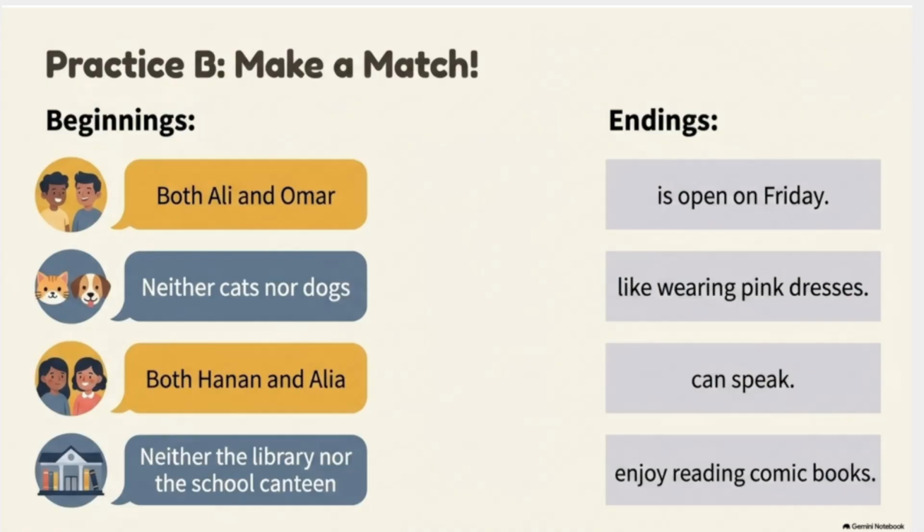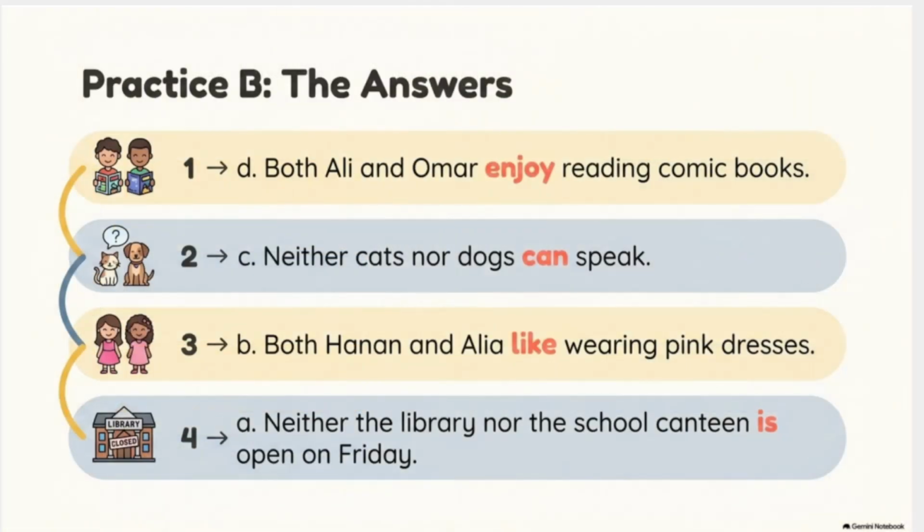Both Ali and Omar, blank, open on Friday. Neither cats nor dogs, blank, wearing pink dresses. Both Hanan and Alia, blank, speak. Neither the library nor the school canteen, blank, reading comic books. Read the sentence beginnings, think about the correct sentence endings and make a match. Take your time. You can pause the video to answer.